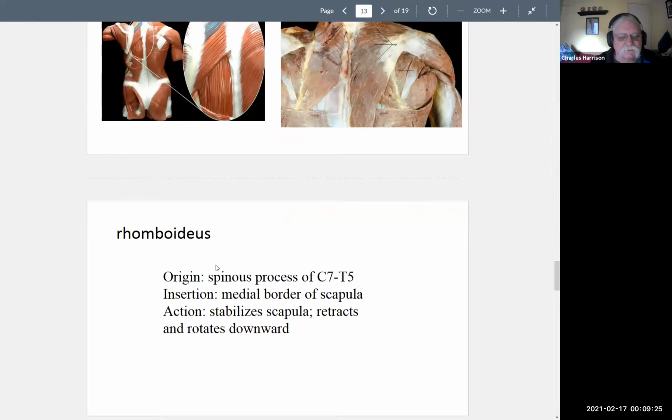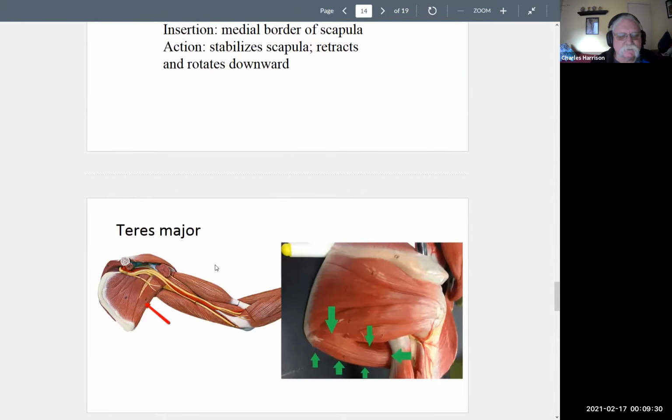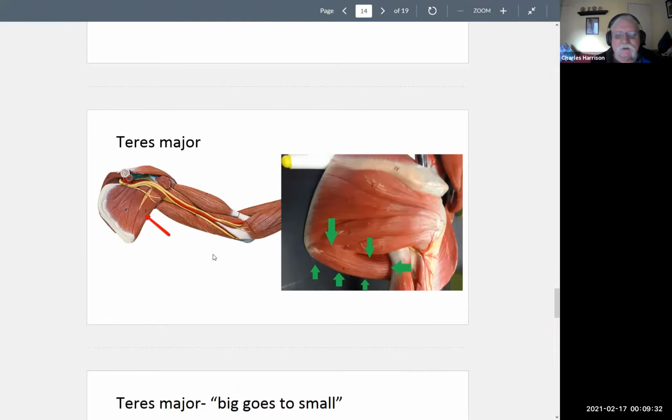Here's the origin, insertion, action. This is the back of the shoulder blade, scapula. Okay. The supraspinatus is up here, almost off the grid. The infraspinatus is here. This guy down here, this is the teres major. This is the teres minor.